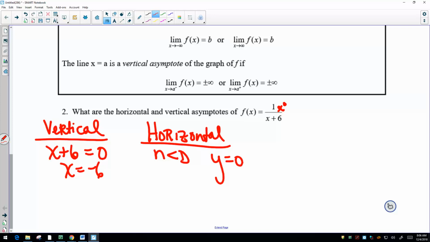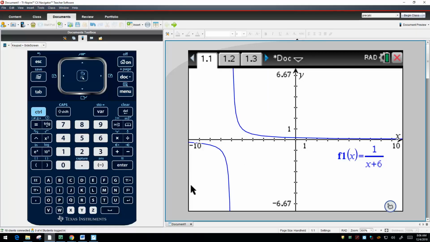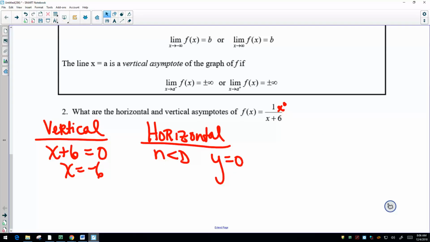And if we go back to that graph just to check and make sure, I can see, again, horizontal asymptote looking towards the ends of the graph, towards the left and the right. I can see it's trying to approach 0.